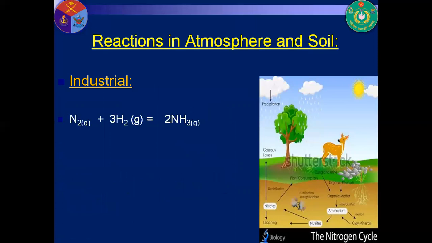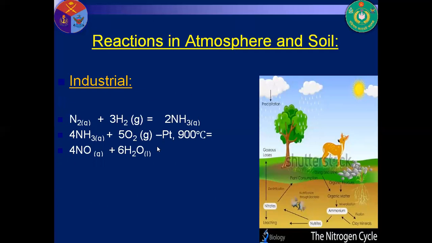Second, the industrial process. There, first, nitrogen gas is converted to ammonia. This is the Haber-Bosch process, and here the temperature is 500 centigrade, pressure 200 atmosphere, with alumina and iron. In the presence of this catalyst, nitrogen and hydrogen gas react with each other to form ammonia. This is a reversible reaction. This ammonia reacts with oxygen in the presence of platinum at 900 centigrade temperature to form nitrogen monoxide.